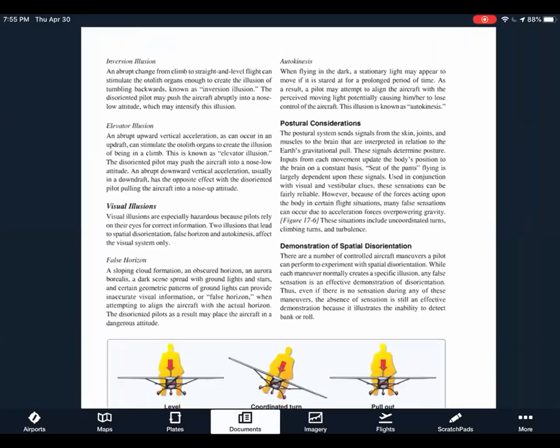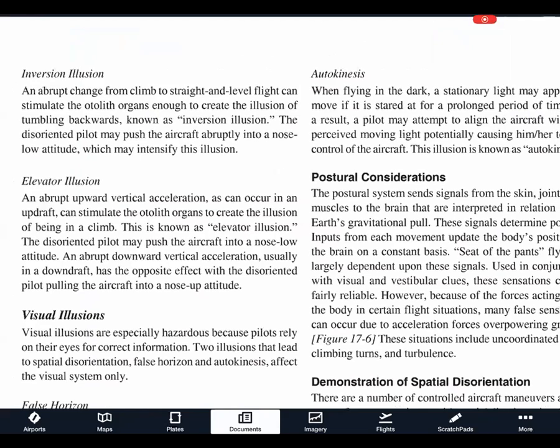Lastly, two more. Inversion illusion. That's an abrupt change from a climb. It doesn't have to be, by the way. It could be any attitude where you abruptly push forward on the controls. This stimulates the otolith organs, as well as your somatosensory system, enough to create the illusion of tumbling backwards. This is known as an inversion illusion. So the disoriented pilot in this case would keep pushing forward into a nose-low attitude, which unfortunately all that does is further aggravate the illusion.